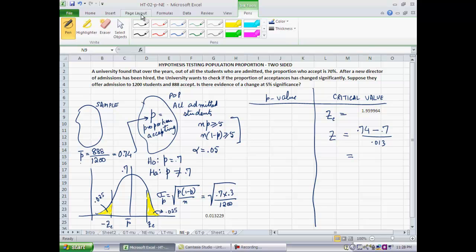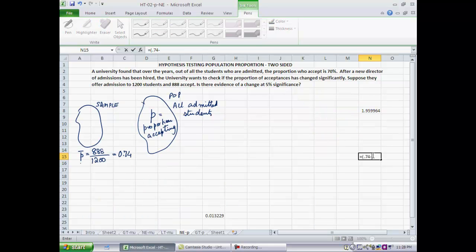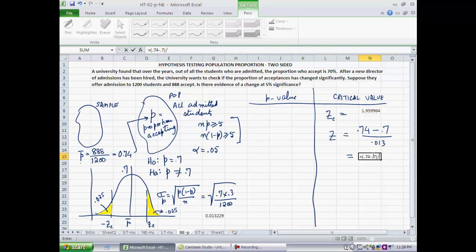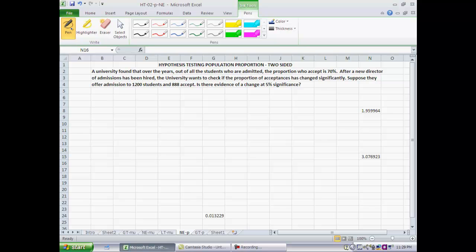Okay, so where does that get me? This would be equal to 0.74 minus 0.7 divided by 0.013, which is the standard deviation of the sample proportion, which ends up being 3.07 standard deviations out. So z, as you can see, is somewhere here. It's way past the critical value. So z is greater than zc.